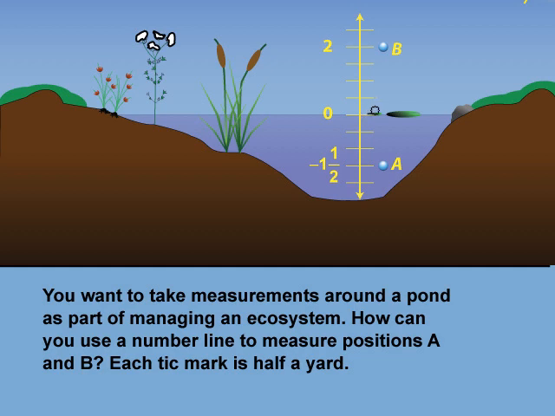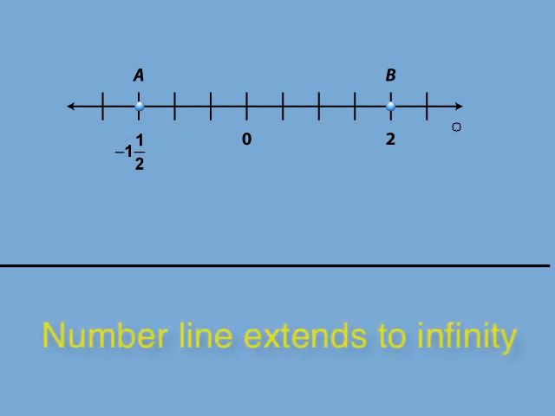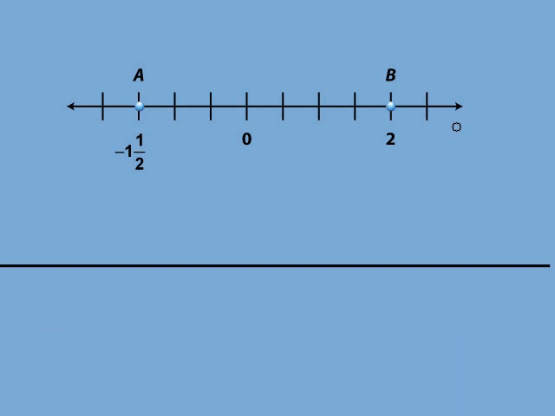Let's look more in depth at this number line. Here is a horizontal version of the number line. The arrows at each end indicate that the line extends to infinity, which means that there are an infinite number of rational numbers. Each tick mark represents a unique rational number.